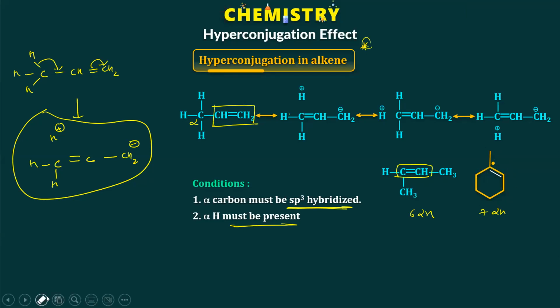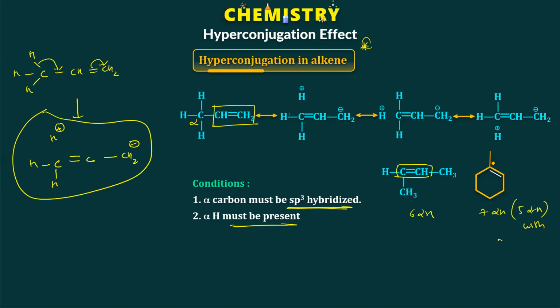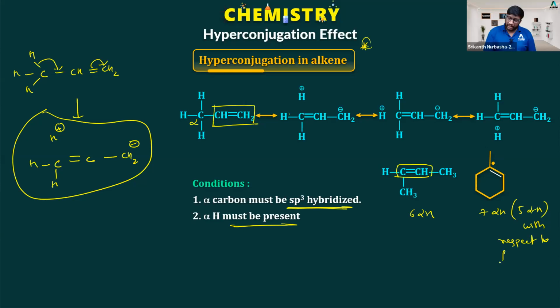Less stable. Because of repulsion, it is going to be less stable, because the free radical is present on an sp2 hybridized carbon atom. Yes or no? With respect to this free radical, how many alpha hydrogens do we have? With respect to this free radical, we have 3. With respect to this one, this is not sp3 hybridized, this is sp2 hybridized, so only 5 alpha hydrogens with respect to the free radical. Okay, the sp2 hybridized vinyl free radical is unstable due to repulsions.